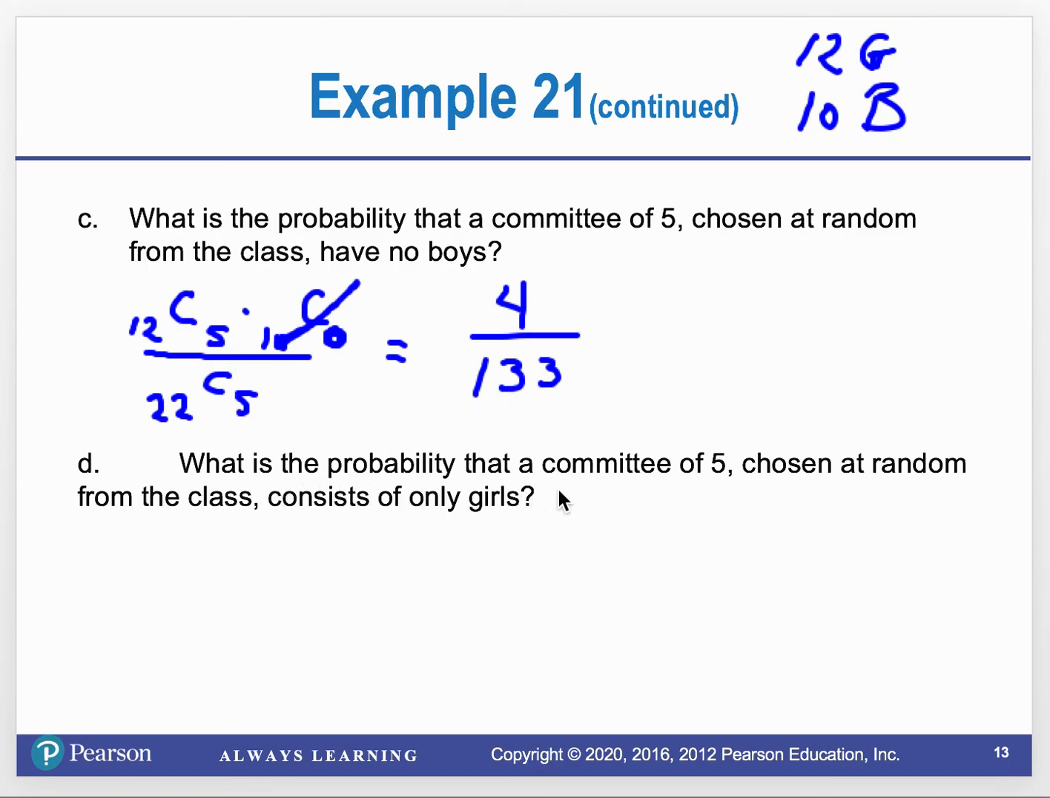Okay, what's the probability that a committee of 5 chosen at random from the class consists of only girls? That's the same question, isn't it? No boys, only girls. We've already done that problem.